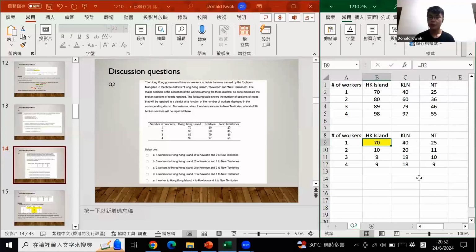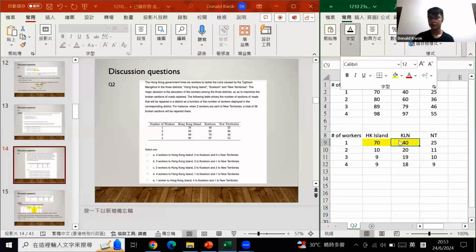All right, so how about the second worker out of these 6 workers? If you allocate the second worker to Hong Kong Island, it will be the second worker on Hong Kong Island, obviously. So 10 additional broken sessions can be repaired. But if you allocate the second worker out of these 6 workers to Kowloon, it is only the first worker in Kowloon. So we'll be looking at the number 40. Okay, and with similar logic, if you allocate the second worker to New Territories, it will be the first worker in New Territories. So we are looking for the number 25. And we will be comparing 10, 40, and 25. Since 40 is the greatest number among the three, the second worker out of these 6 workers should be allocated to Kowloon.